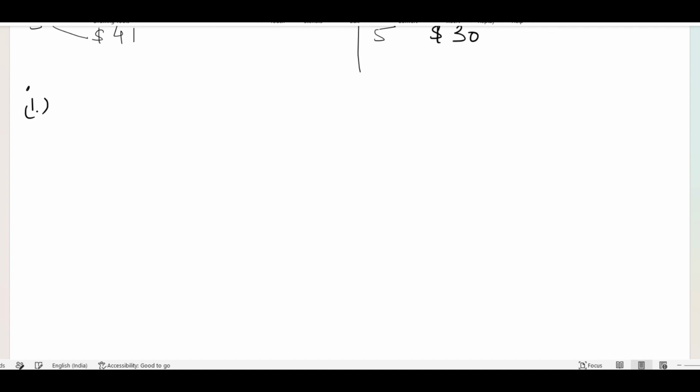My first question is, what is Anita's marginal benefit of the fifth unit of good X? So you have to calculate Anita's marginal benefit for good X for the fifth unit. Okay. Marginal benefit for good X for the fifth unit. What is it? That's what we have to calculate.